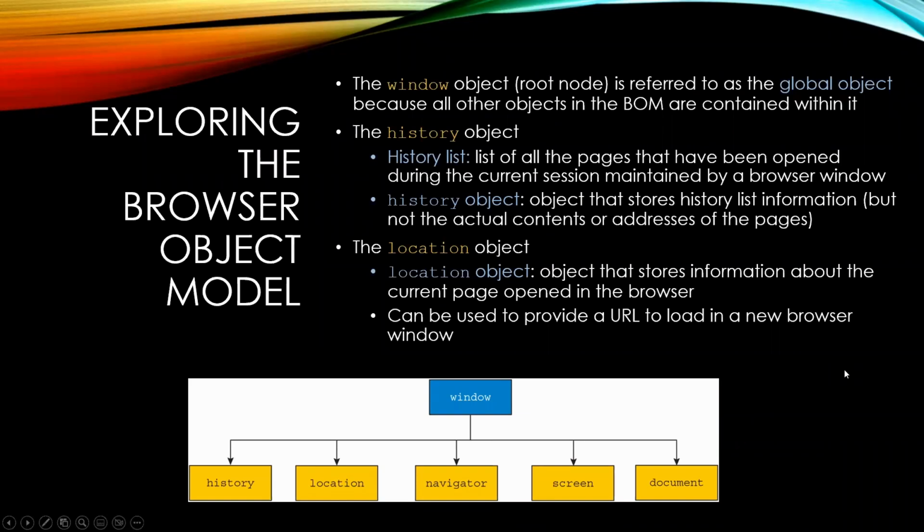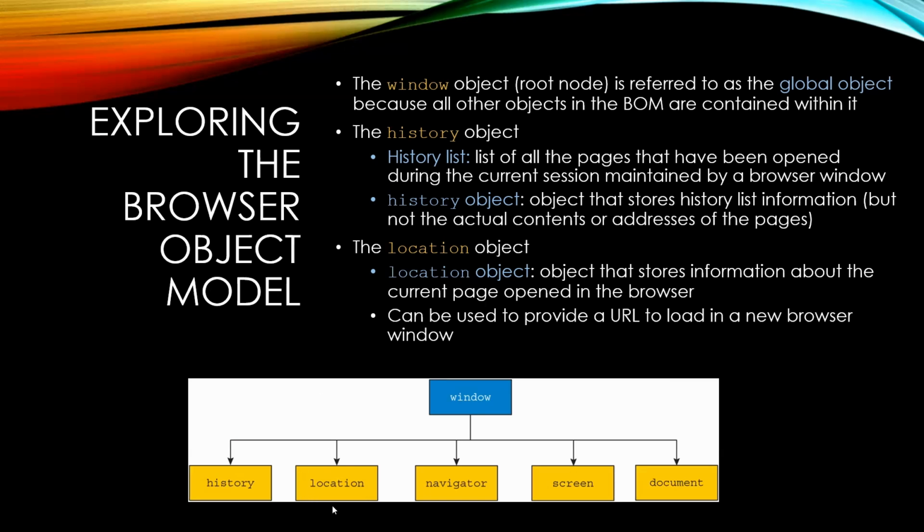Now, finally, if we're going to explore the browser object model, our window is a root node because it is going to contain everything else. So here we can see our hierarchy of the BOM, and our window is the main node. The history object is going to be the object that stores all of the history list information, and your history list are going to be all of the pages that you've opened during the current session. So you can see where this is kind of going.